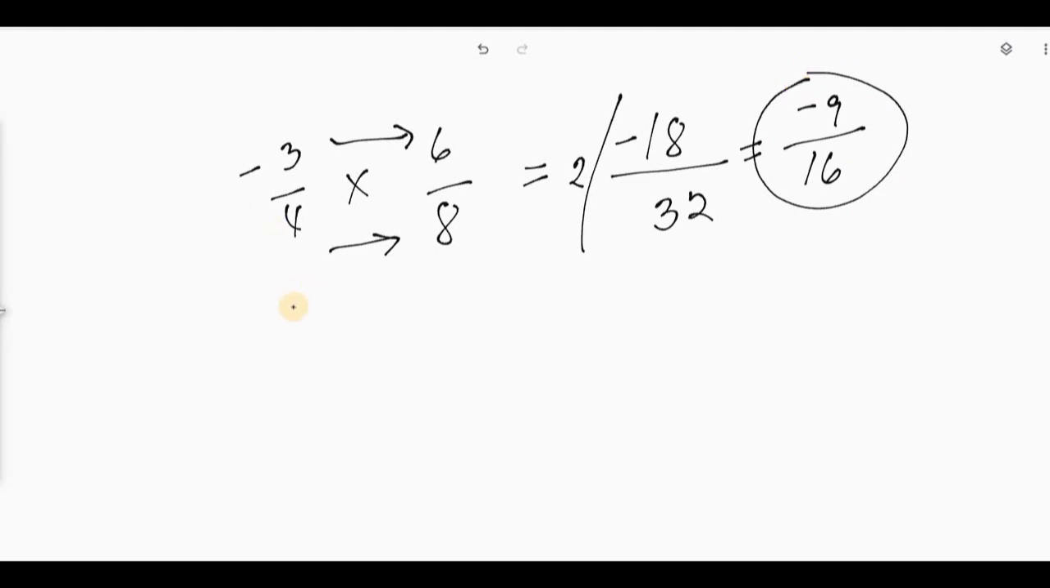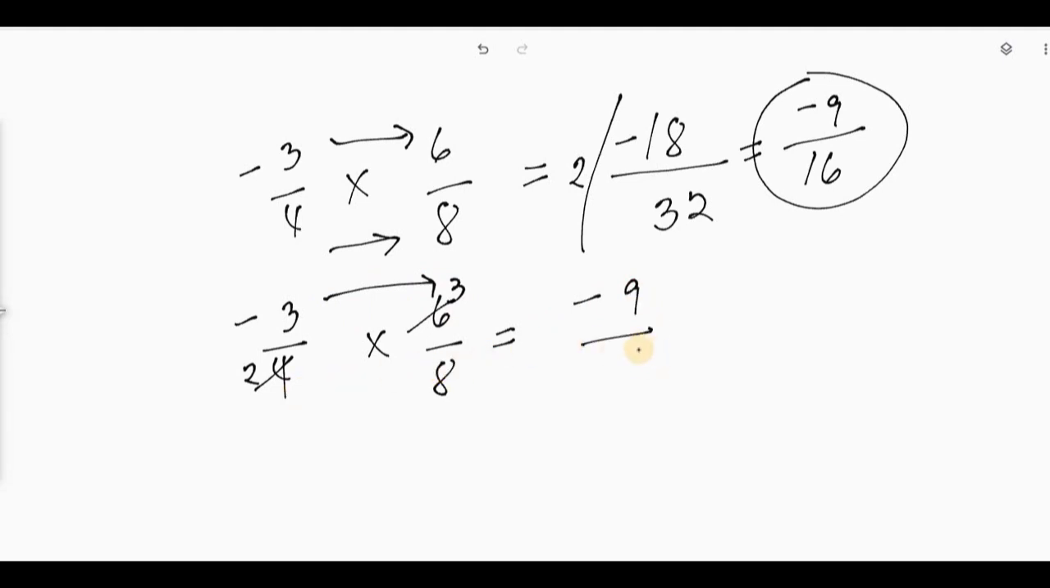Now, this time, tingnan natin yung cancellation kung pareho sila ng magiging sagot. Negative 3/4 times 6/8. So, itong dalawa is divisible by 2. Pwede i-divide na to. So, 4 divided by 2 is 2. 6 divided by 2 is 3. Okay? Then, bago tayo mag-multiply. Negative 3 times 3, we have negative 9. Then, 2 times 8, we have 16. So, that's our answer, which is same with this one. Okay? So, ang dali lang mag-multiply ng fraction.